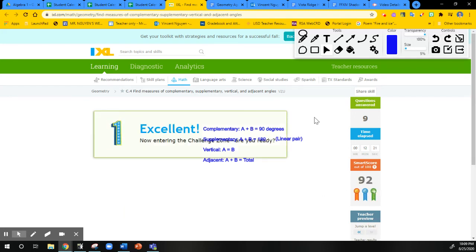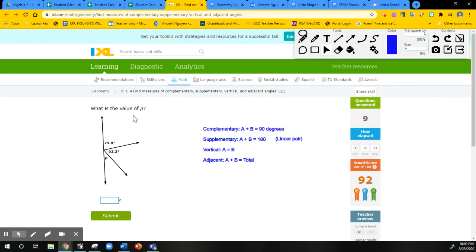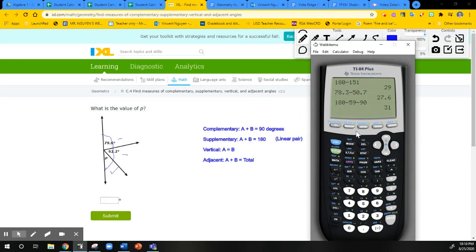We are in the challenge zone. Let's see how challenging it is. Oh, it's not really challenging. It's the same concept. This is 180. So we subtract this and we subtract this from 180, and then we will get this missing angle, right? The only thing that's different about this is their decimal number.